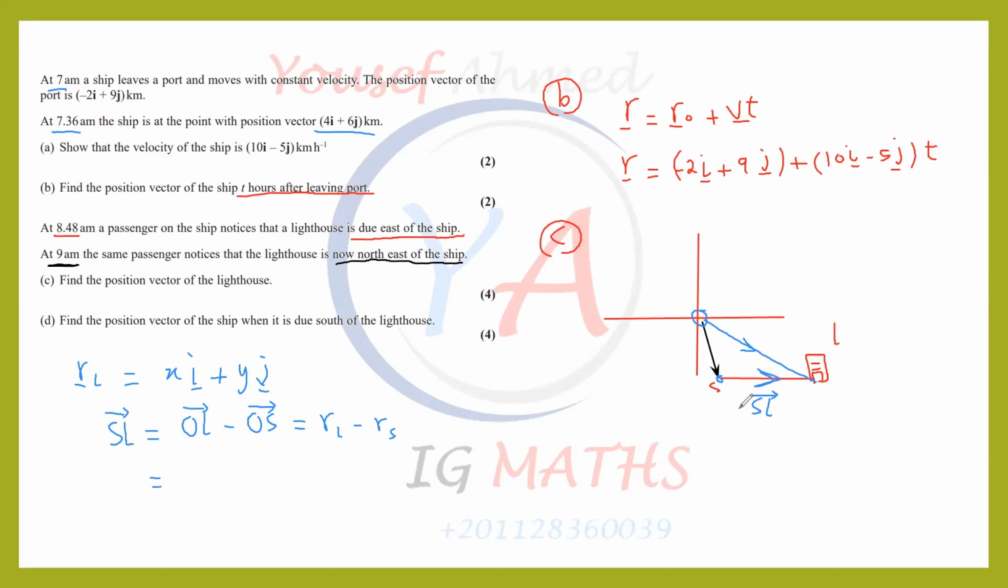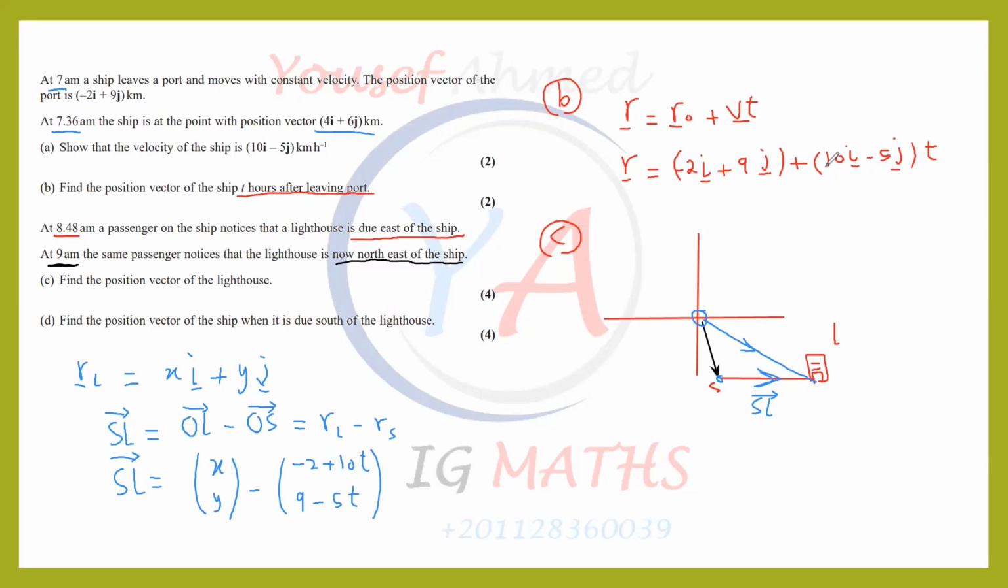We assume that the position vector for the lighthouse is xi plus yj, minus the position vector of the ship, which is (-2i plus 9j) plus t times (10i minus 5j). Here we can write this as a column vector. It's the same thing. So it will be x and y, minus (-2 plus 10t) and (9 minus 5t). This is SL.